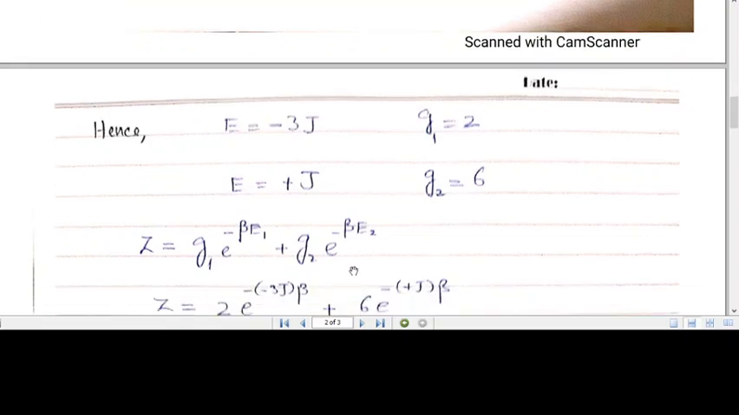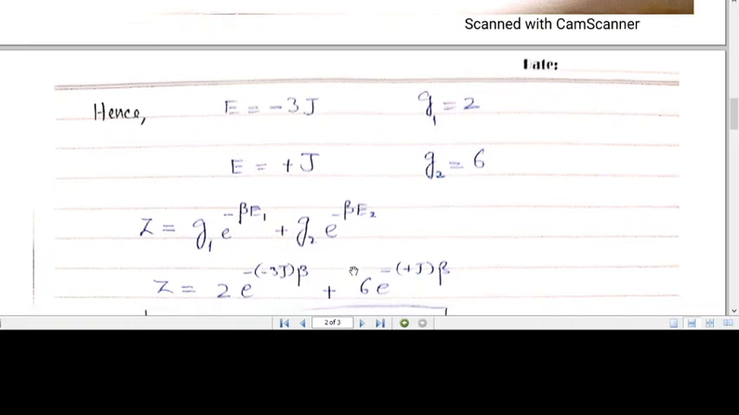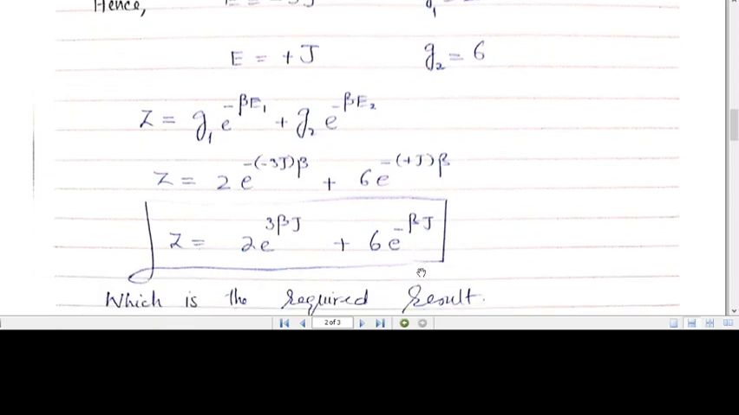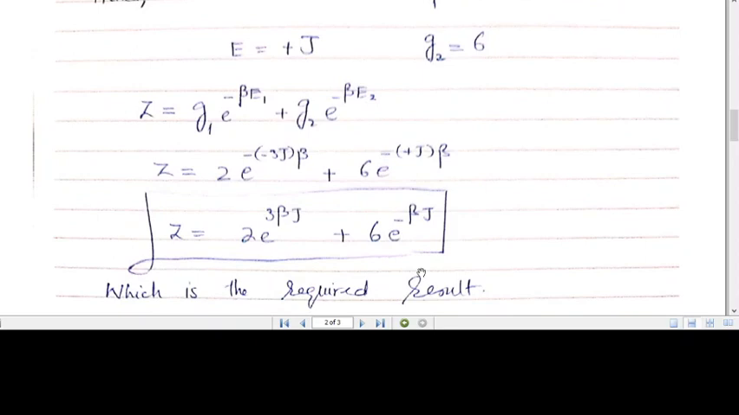Putting in the values of g1, g2, E1 and E2, we have Z equal to 2 exponential of 3 beta J plus 6 exponential of minus beta J. So this is the required expression of the partition function for the case of three spins which are arranged at the vertices of a triangle.